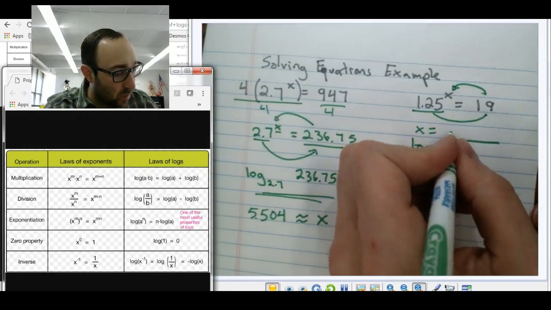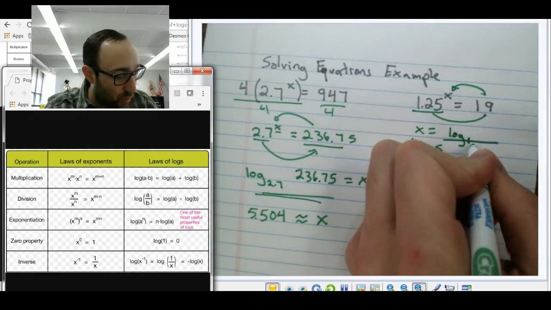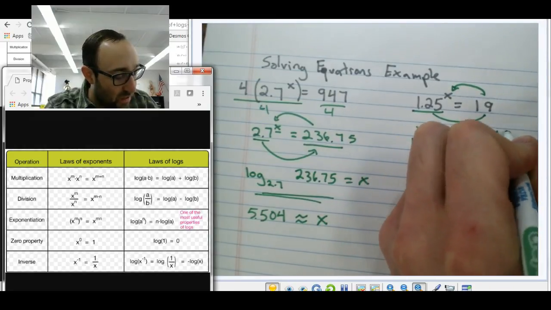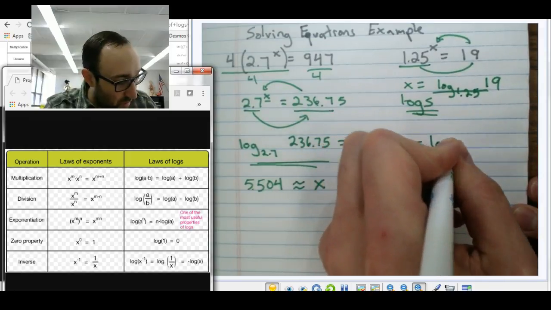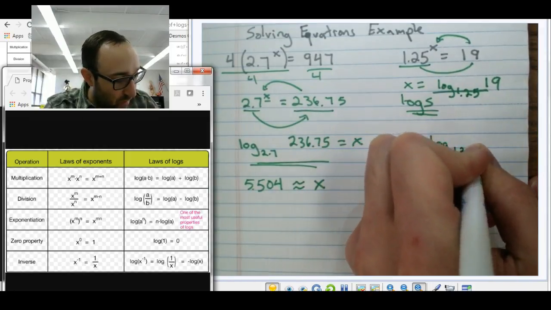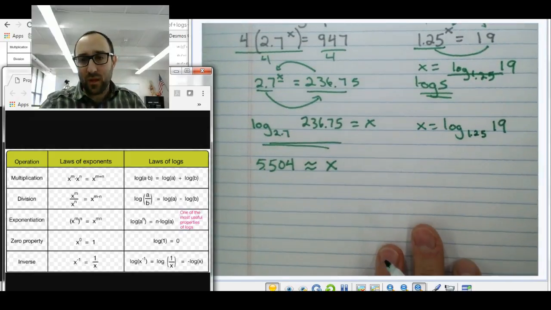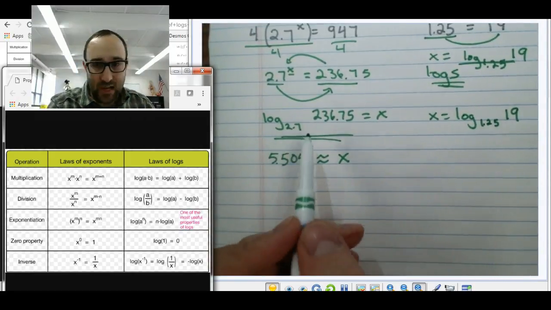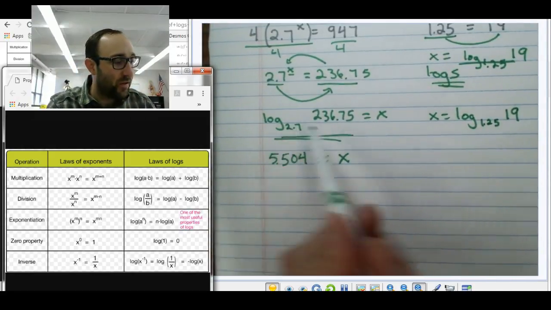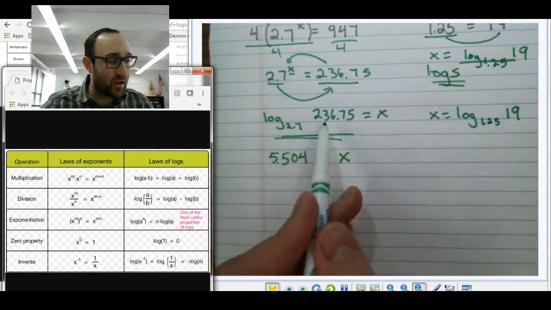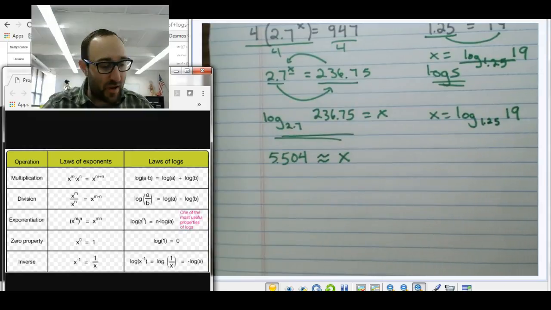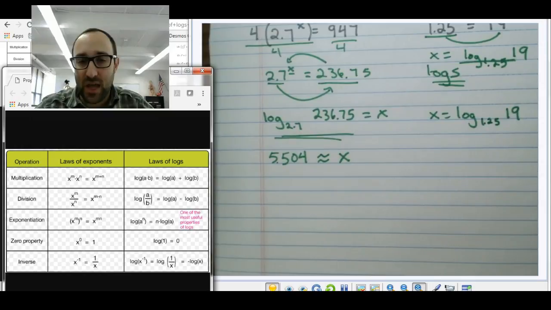So I can say x equals log base 1.25 of 19. I'll write it down here because it's kind of hard to see. I'm going to say x equals log base 1.25 of 19. And you say, but Mr. Barman, the last time you did this, you wrote it over here. Does it matter which side the x is on? Of course not. So if you want to write x equals or the log of this stuff equals x, either way is going to be fine. All right? So, very good. That is properties of logs and exponents.